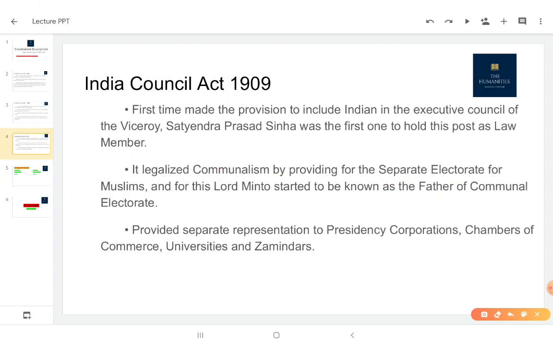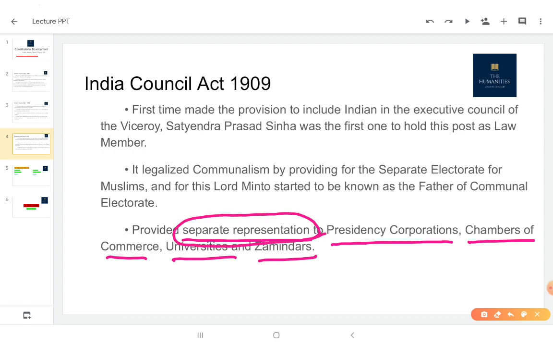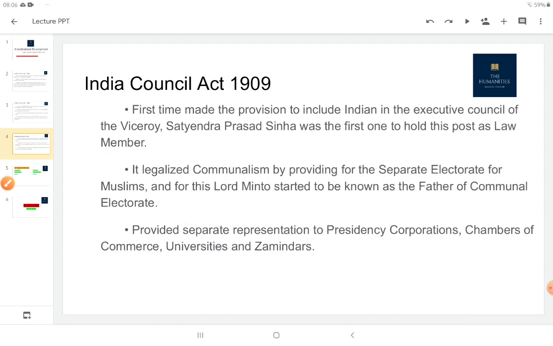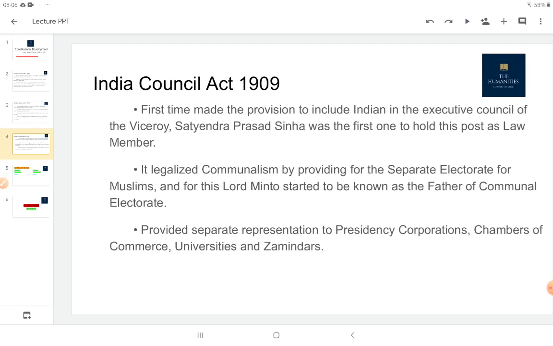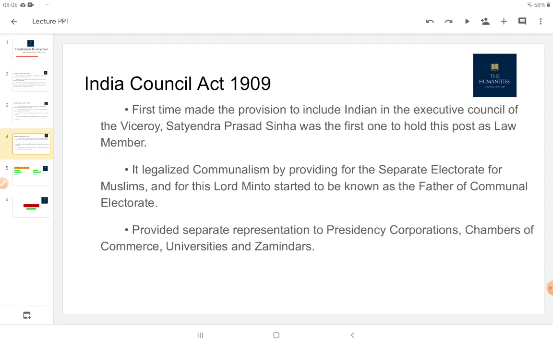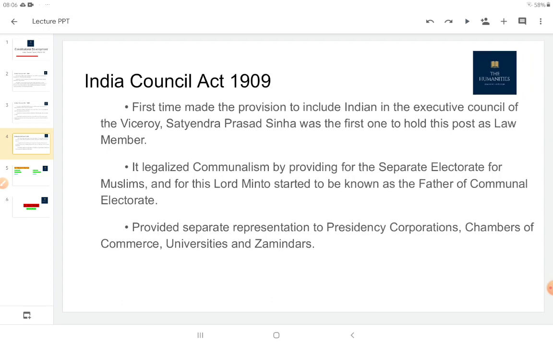Besides this, the Act of 1909 also provided separate representation to presidency corporations, the Chamber of Commerce, universities, and zamindars. They were provided representation in the legislative councils. So these were the provisions of the 1909 Act. In this video, we dealt with the Indian Councils Act of 1892 and the Indian Councils Act of 1909.